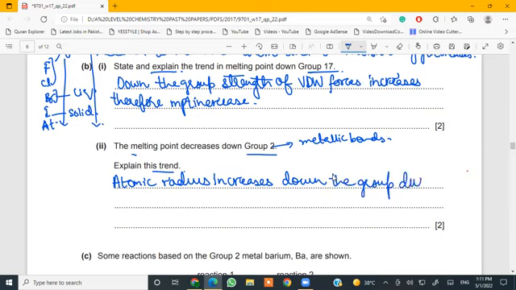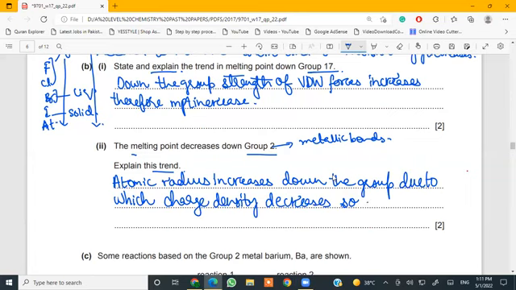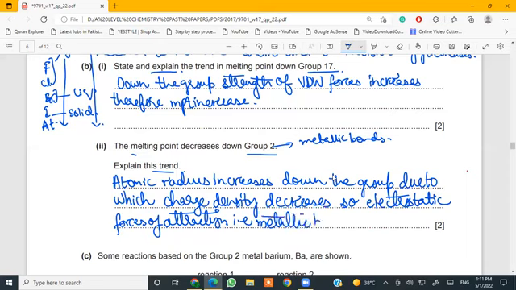Due to which charge density decreases, because you guys know the charge density and atomic radius are inversely related. Charge density decreases. So metallic bond strength would decrease, right? So the electrostatic forces of attraction between the atoms, which are the metallic bonds, would become weaker. So lesser energy will be needed to remove them.